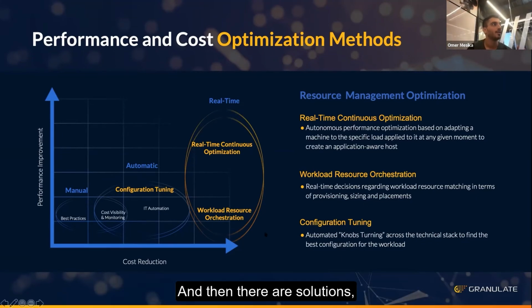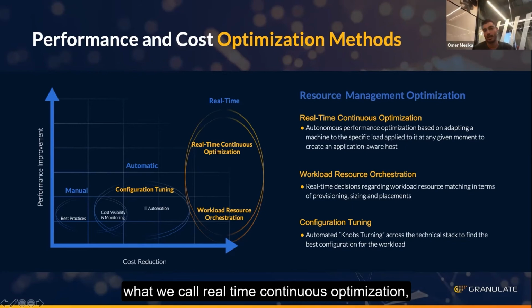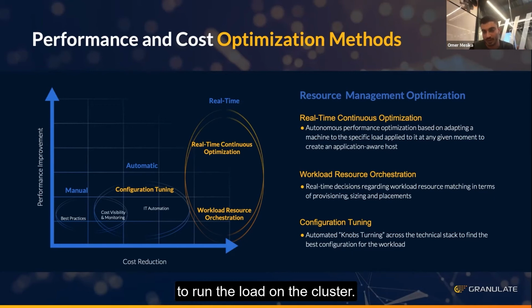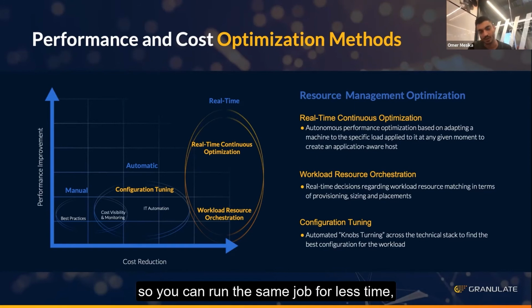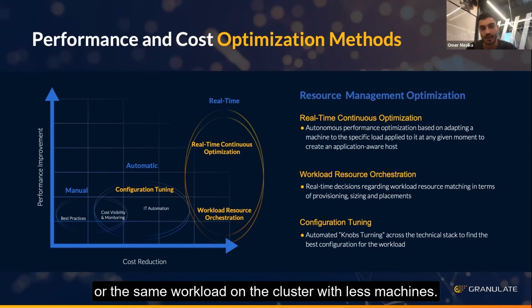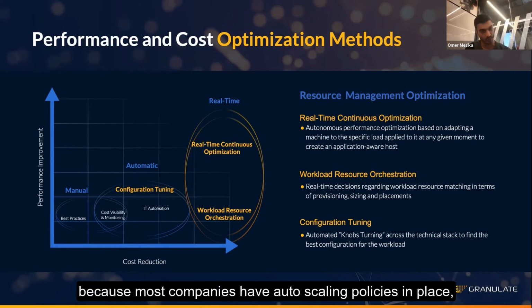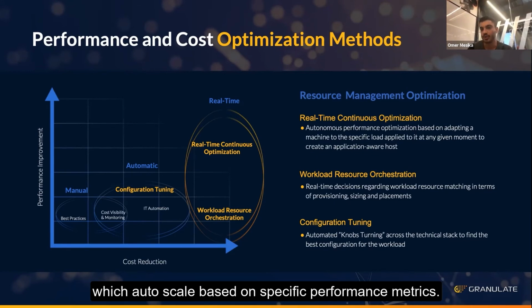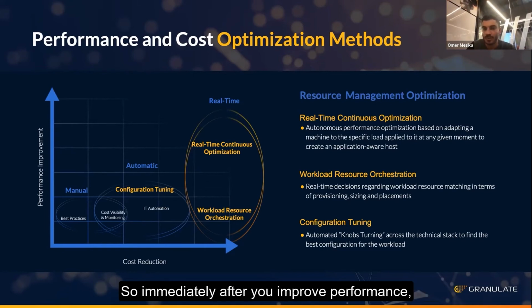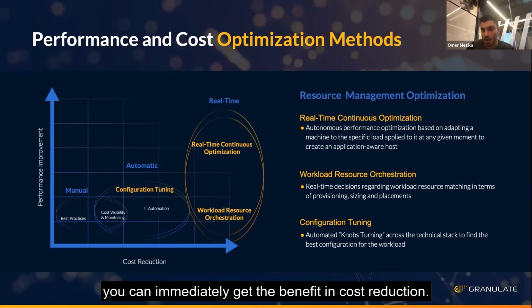And then there are solutions of what we call real-time continuous optimization that actually improve each machine's ability to run the load on the cluster. Those impact in both ways. They improve performance dramatically, so you can run the same job for less time or the same workload on the cluster with fewer machines. And you also get cost reduction from that because most companies have auto-scaling policies in place, which auto-scale based on specific performance metrics. So immediately after you improve performance, you can immediately get the benefit in cost reduction.